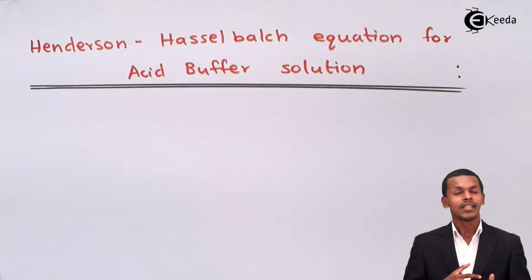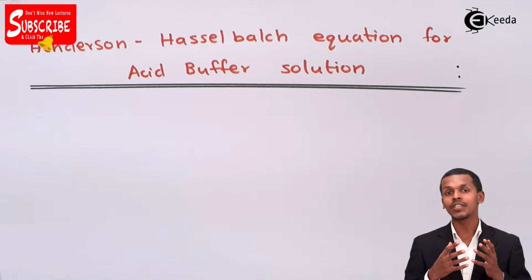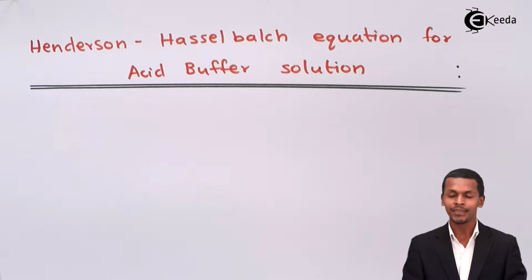So now we are going to represent the pH value for the particular acidic buffer solution, commonly known as the Henderson-Hasselbalch equation for the acidic buffer solution. This equation gives us an idea of what the pH value of that particular acidic buffer solution would be. So let us derive this expression, and that is what I want to talk about in this topic.